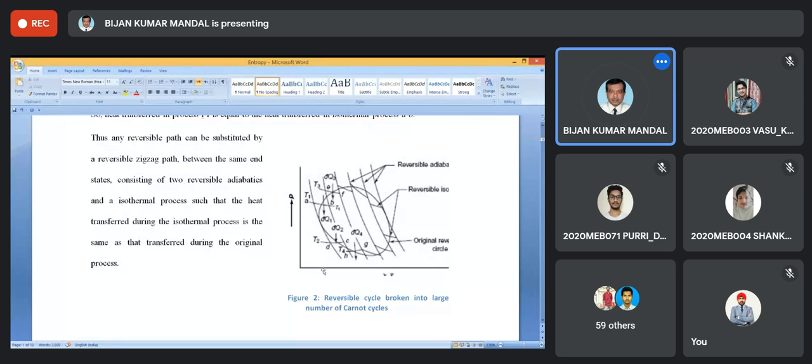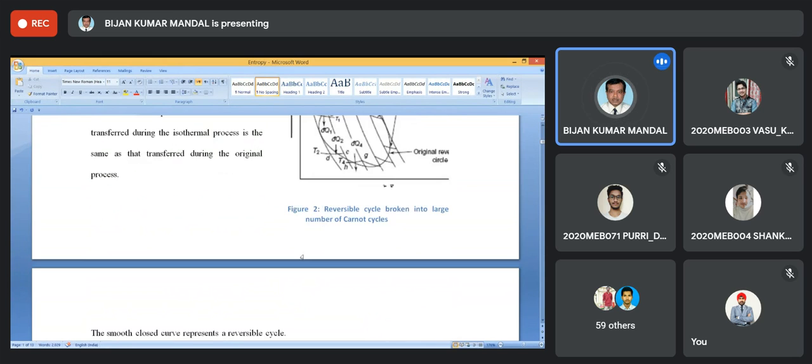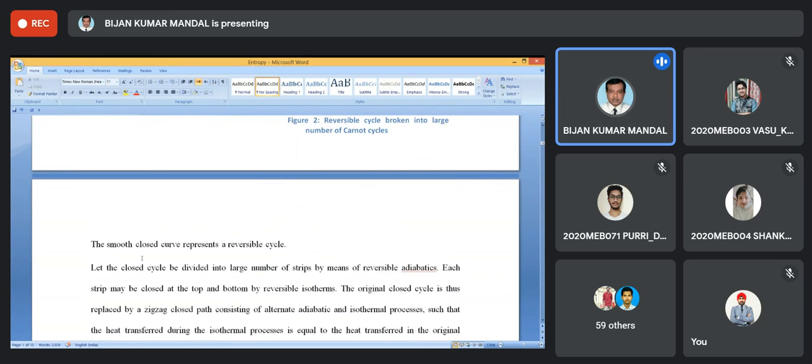But if the number of cycles is very large, then this will coincide with the original cycle. Otherwise, it will be a sawtooth type of structure. But if the number of elementary cycles increases, then it will coincide with the smooth curve. That means we are exactly replacing the original cycle by these strips. So the smooth cycle represents a reversible cycle.